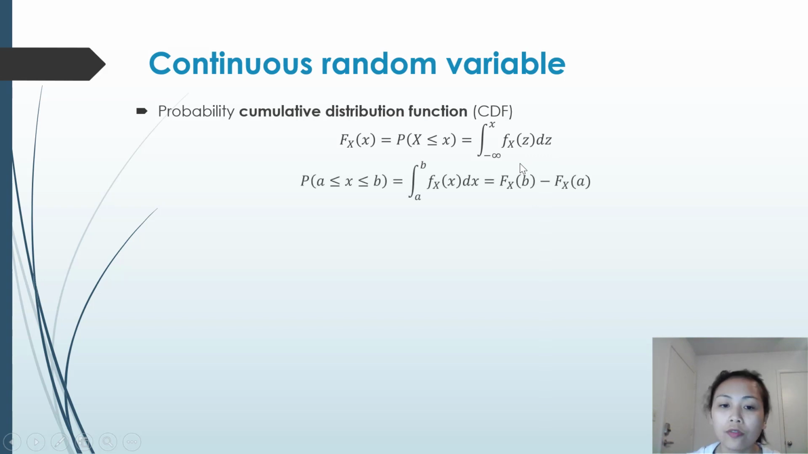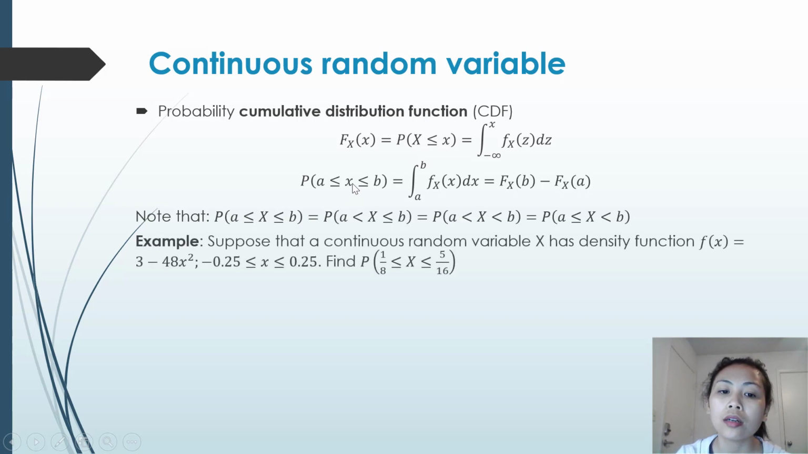And for example, if we want to find the probability that, here it should be capital X, the probability of A less than or equal to capital X less than or equal to B, it is the integral from A to B of f of capital X of x dx. And that is the CDF at the point B, minus the CDF at the point A.